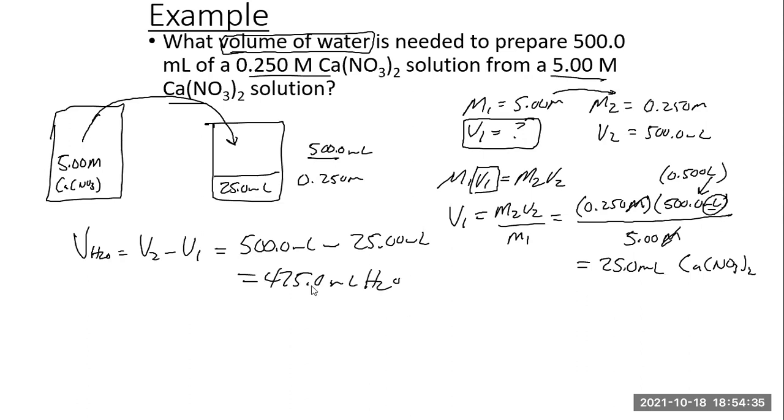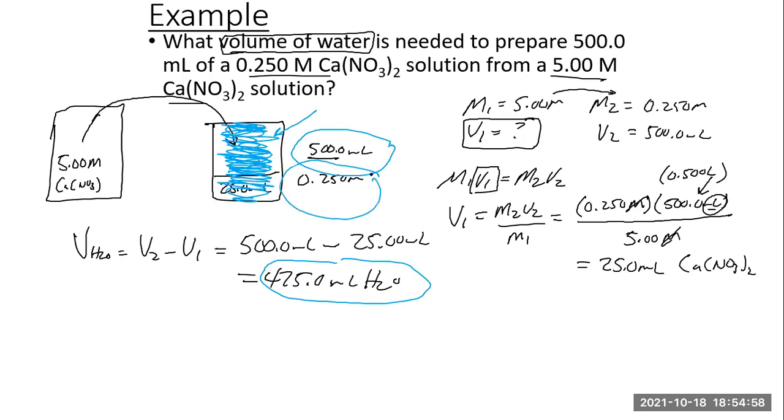So when we would do that, we would put in our 25 milliliters of our more concentrated solution. We would dump in our 475 milliliters of water. Again, if we gave this a really good mixing, we will end up with a solution that has a total volume of 500 milliliters, and it has a molarity of 0.25 molar. Any questions on that?